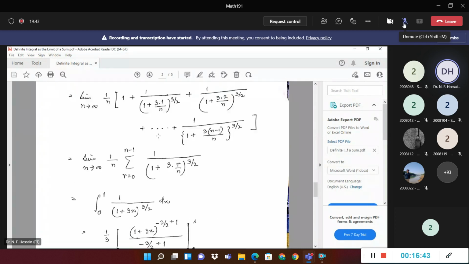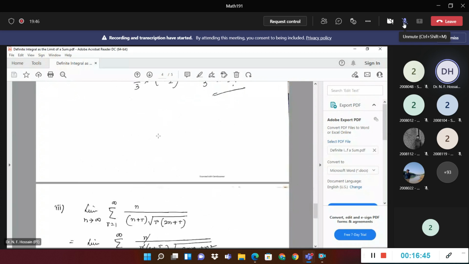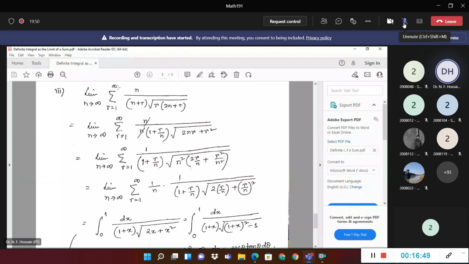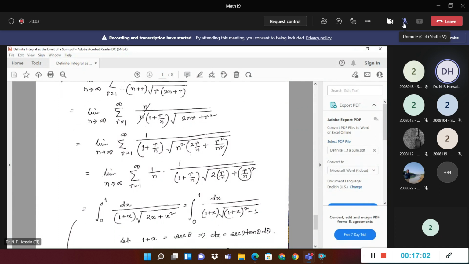I think there is a mistake here. It should be r equal to 1 up to n, right? It should be n here, not infinity. I'm sorry. It should be n here, r equal to 1 up to n, then n tends to infinity. So this is a mistake here from the first step. It should be r equal to 1 up to n.